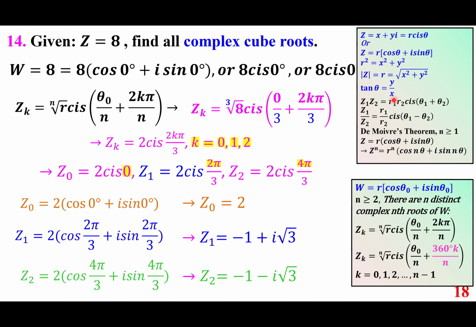The product z1 z2: we multiply r1 r2, and then we add up their angles. z1 over z2 is r1 over r2 cis theta 1 minus theta 2. And De Moivre's theorem says if you have r cis theta and you want to raise it to the power of n, raise r to the power of n, and multiply the theta by n. In essence, r cis n theta.